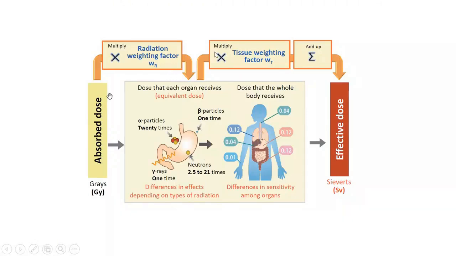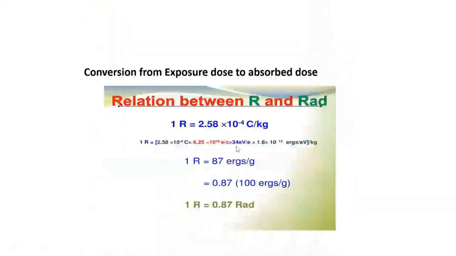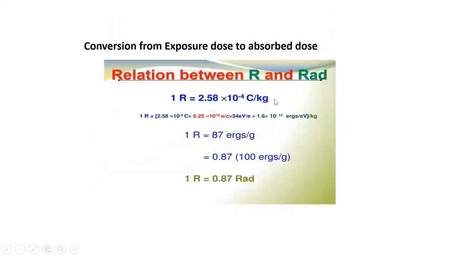Here, the topic of tissue weighting factors is represented, which relates to the absorbed dose in gray. You multiply it by the radiation weighting factor to get the equivalent dose, and then multiply it by the tissue weighting factor to obtain the effective dose. The tissue weighting factor is the summation over all organs, which equals 1. If you have alpha particles, their effect is 20 times that of gamma rays or beta particles. Neutrons fall within their range.